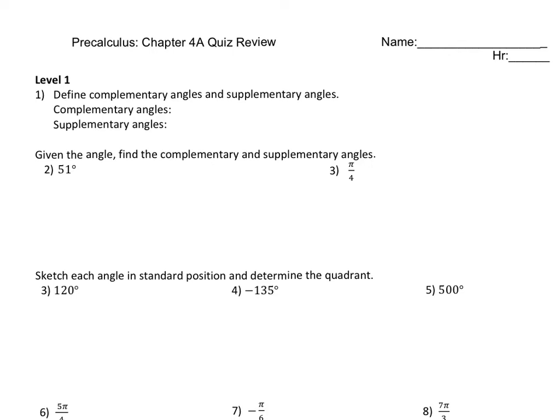In this video, we're going to be looking at Chapter 4A problems that you'll see on the quiz. Like all my assessments, they come in four levels, and the first level is always worth 40% of the assessment. In this case, the first problems are over complementary and supplementary angles, drawing angles in standard position, and naming the quadrant the angle is in.